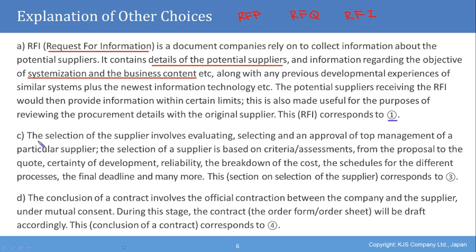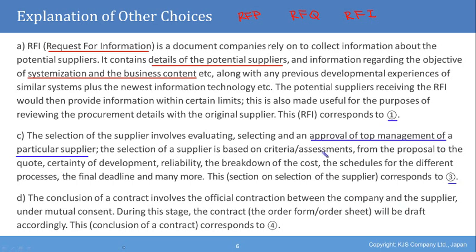Now, we also had option C. The selection of the supplier involves evaluating, selecting, and an approval of top management of a particular supplier. So we have the approval of top management of a particular supplier. The selection of a supplier is based on criteria and assessments, from the proposal to the quote, certainty of development, reliability, the breakdown of the cost, the schedules for the different processes, the final deadline, and many more aspects. This section on selection of the supplier corresponds to 3 in the diagram.